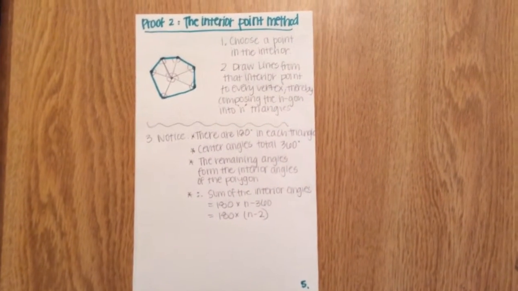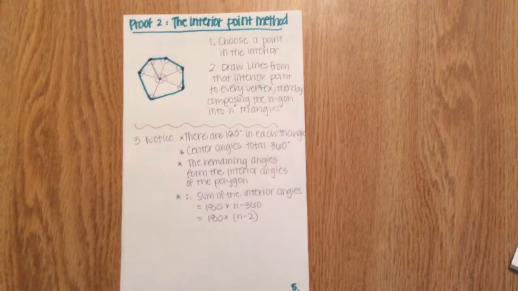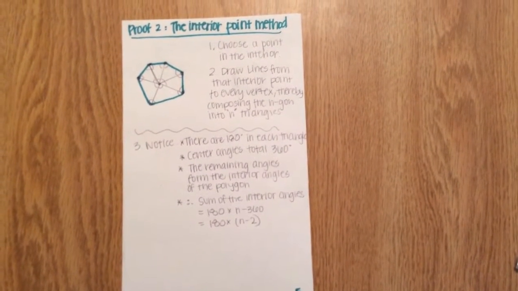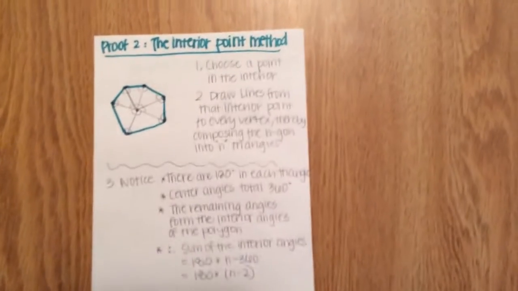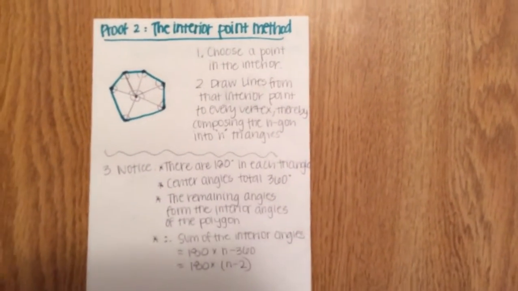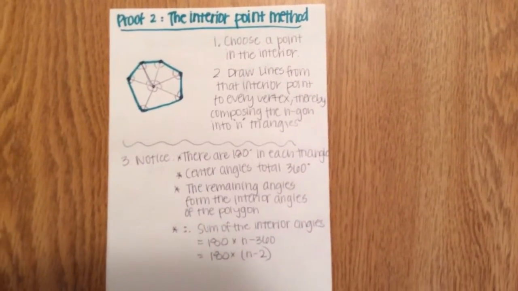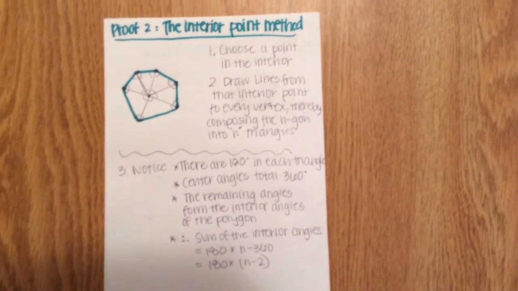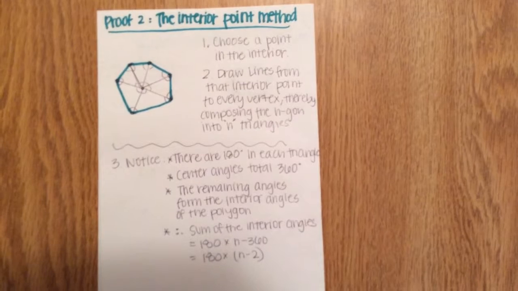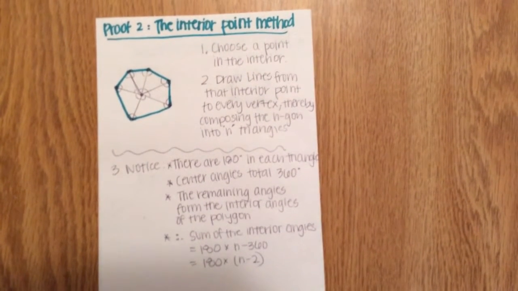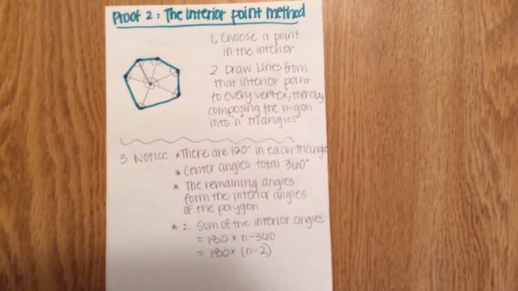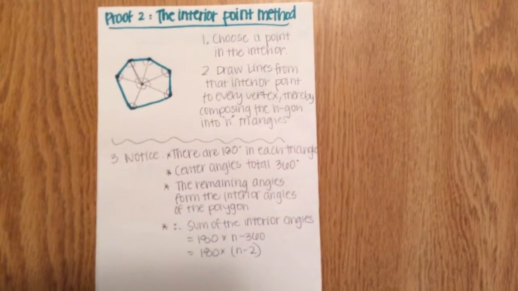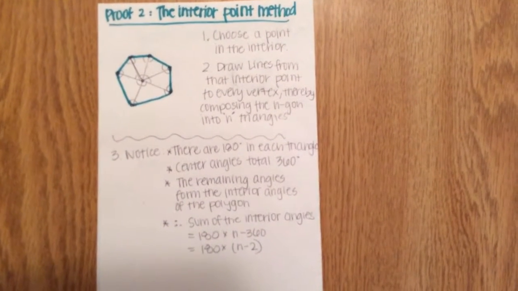Our second and final way to prove that the sum of the measures of the interior angles of a convex n-gon is n minus 2 times 180 is the interior point method. I drew another polygon here in this image, and I chose a point in the interior. Then I drew lines from that interior point to every vertex, which we established is the connection of all the sides, thereby composing the n-gon into n triangles, in this case 6 triangles.